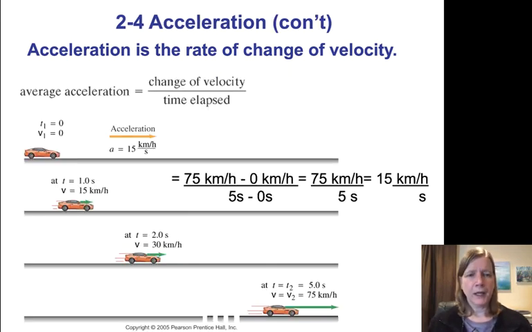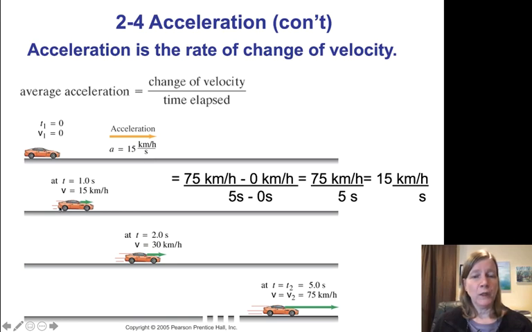All right, so let's look at an example. Here's a little sports car, and we're going to look at how this sports car moves through time. Here it is starting out, and we're starting to represent things algebraically. So our time initially, or time 1, is 0, and the initial velocity equals 0. So this car is at rest, and we are going to accelerate. We hit the gas, and we're going to accelerate at 15 kilometers per hour every second.